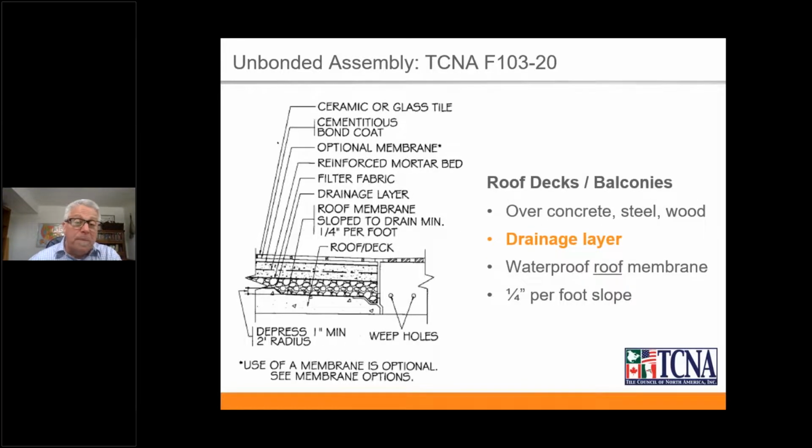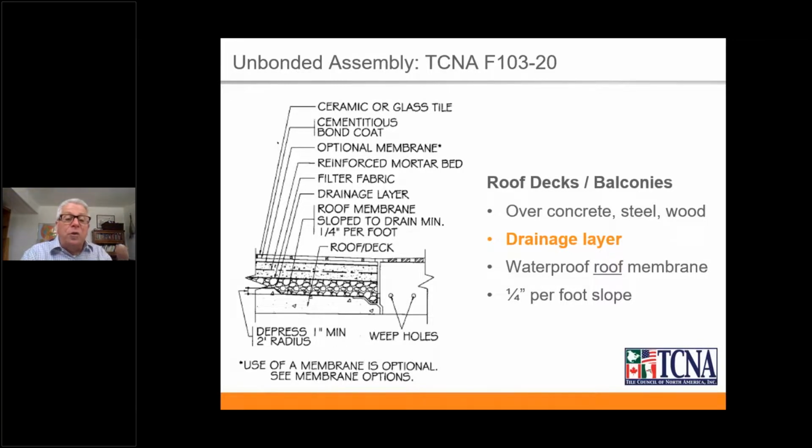Here's another one. This, again, is an unbonded assembly, but you can see it's a very thick assembly, F103. The reason that this one's really picked, again, is because you're going to create a slope. This one can be very heavy, though. This one can be somewhere upwards of 31 pounds per square foot of dead load, just for the tile assembly. So certainly that has to be designed in and engineered in to carry that kind of weight.